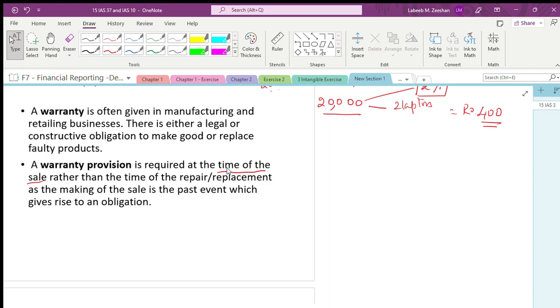See, you are buying so many things. Assume you are buying a smartphone, or you are buying a watch. When you buy a watch, they will give you a warranty card. That is making a sale, a past event, which is going to give some obligation in the future.